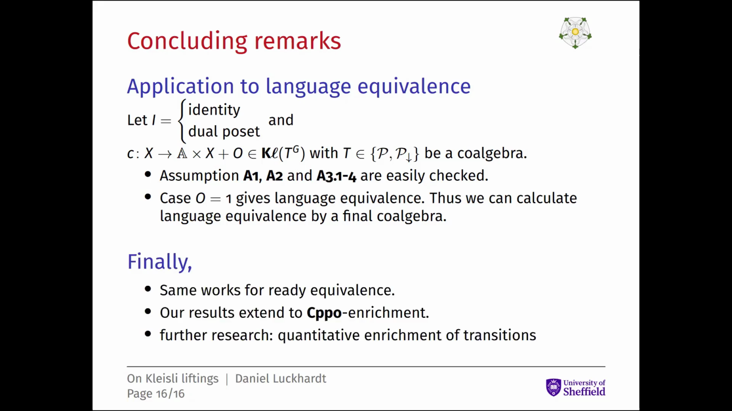And we also worked out that it works with some CPPO enrichment, so you can put more structures on the categories. And as I said, we are interested in future research in putting more structures on the transitions, like probabilities or even, let's say, weights from a semiring and so on.